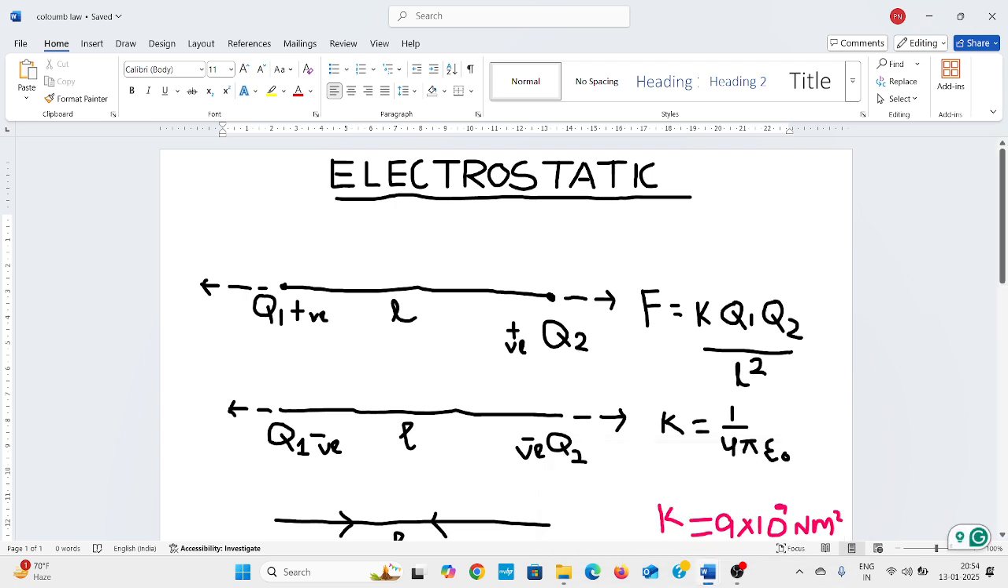Hi everyone, good evening. Today we will see Coulomb's law in electrostatics.